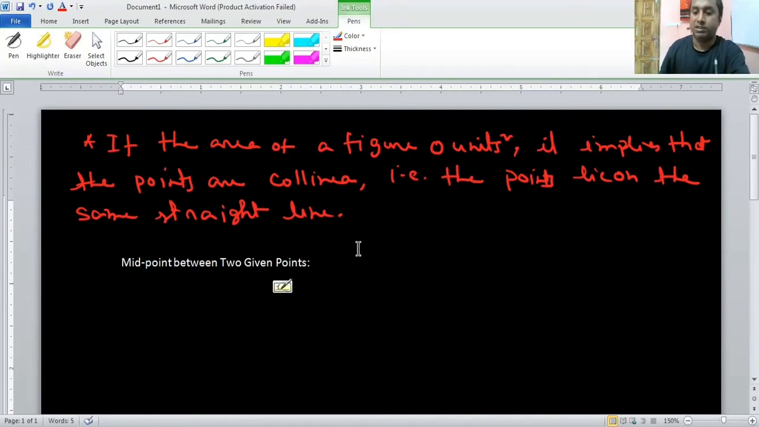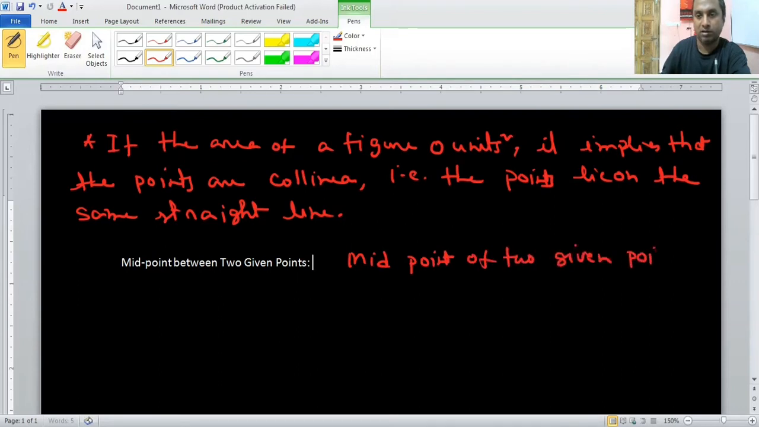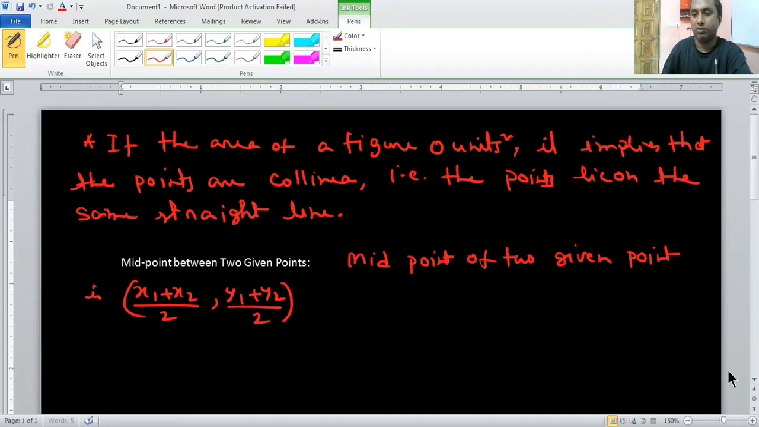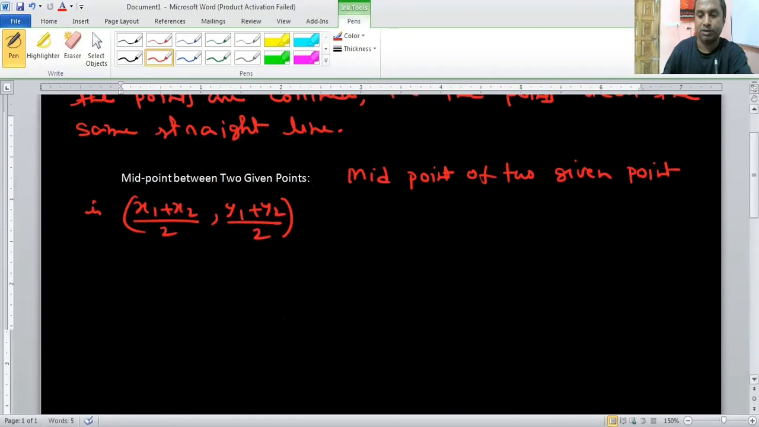Let me write first the general formula for the midpoint. Midpoint of two given points is (x1 plus x2) divided by 2, (y1 plus y2) divided by 2. Okay. Now use this formula to find the midpoint.